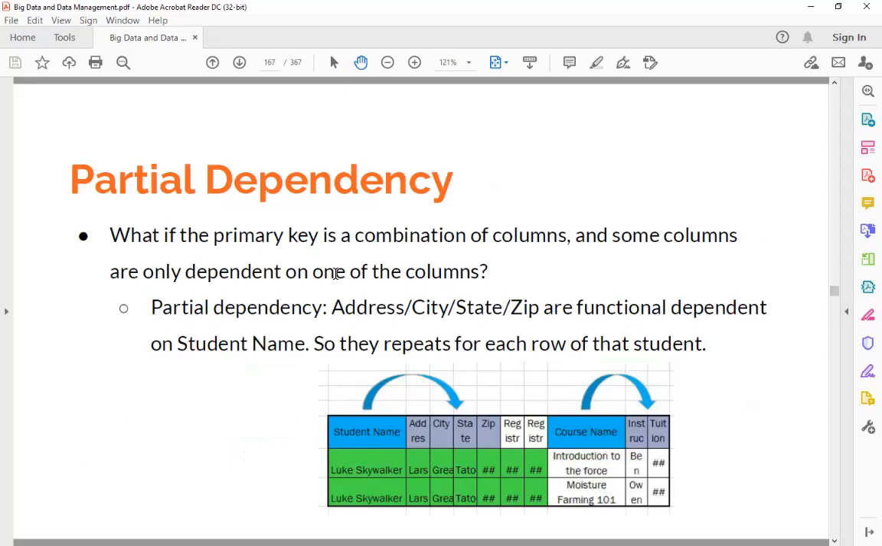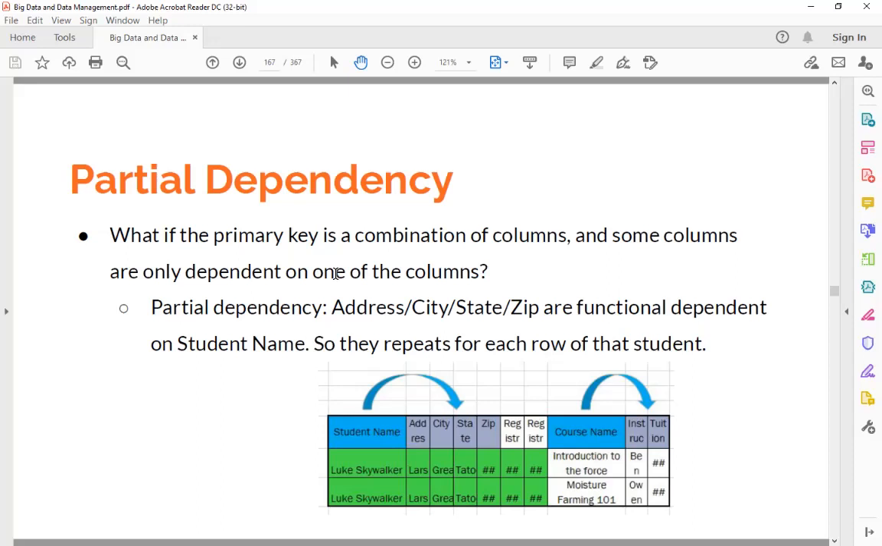Now, what if the primary key is a combination of columns? Now that we have first normal form, every single value is dependent on the primary key, right? But what if the primary key is a combination of columns and some columns are only dependent on one of the columns? For example, here, instructor and tuition are dependent on course name. They're not dependent on student. And the student address is dependent on student name. It's not dependent on the course. Just because you choose a new course, you're not going to move to a new place, right? So the address is dependent on student.